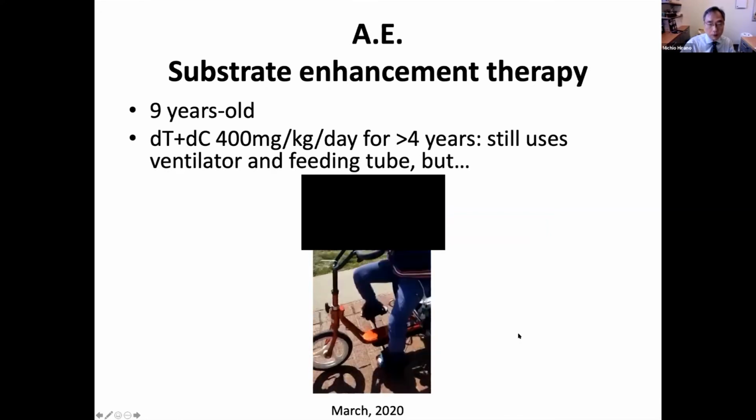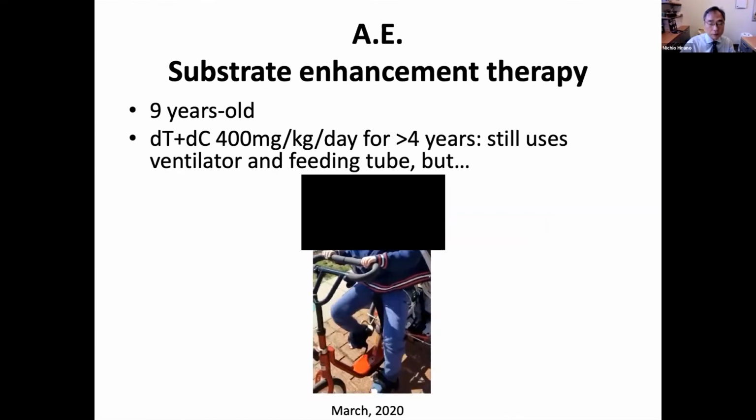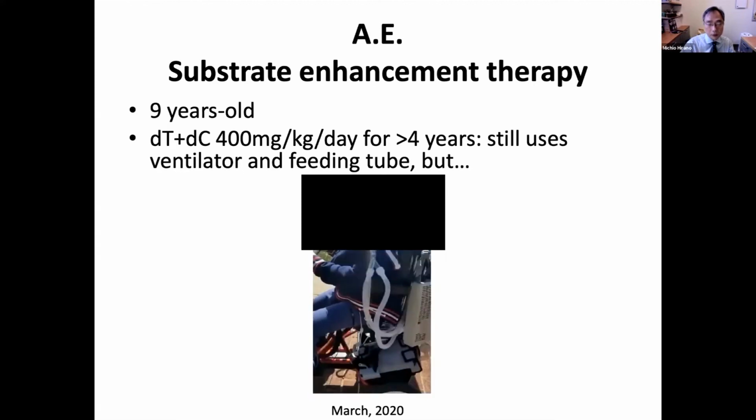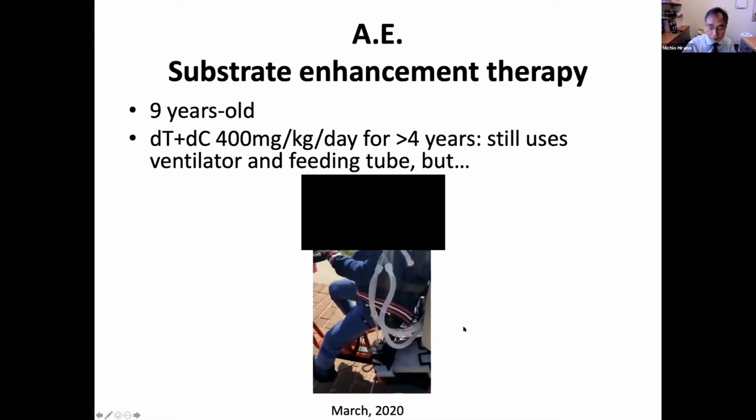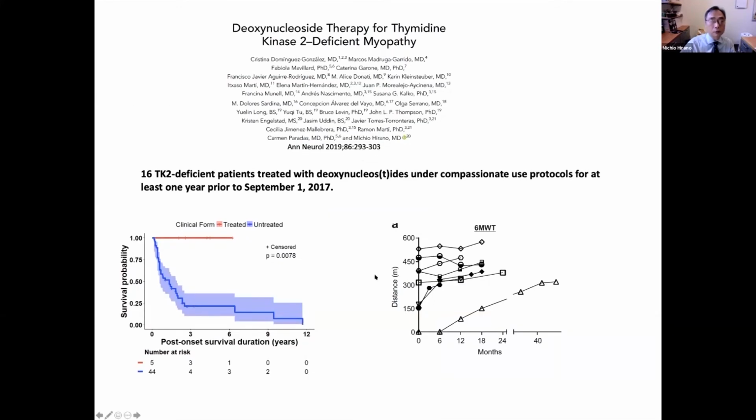We were a little bit conservative in starting him on the therapy on a low dose, and we started him on monophosphates, and now we are treating patients directly with nucleoside therapy. More than 40 patients in the world have been treated. This is a report that was published a couple of years ago on the first 16 patients who had received therapy both in the United States and Spain.